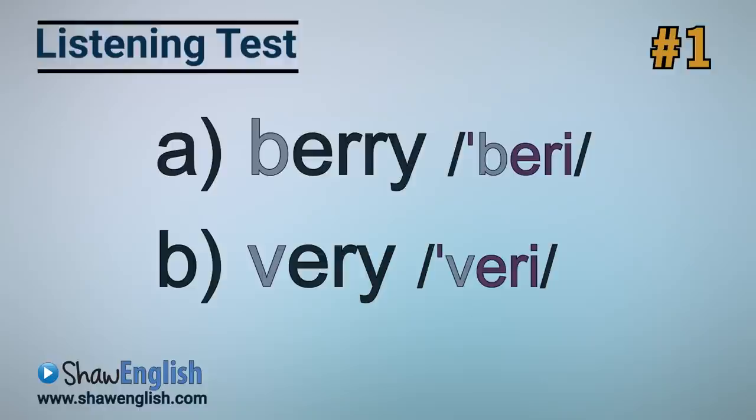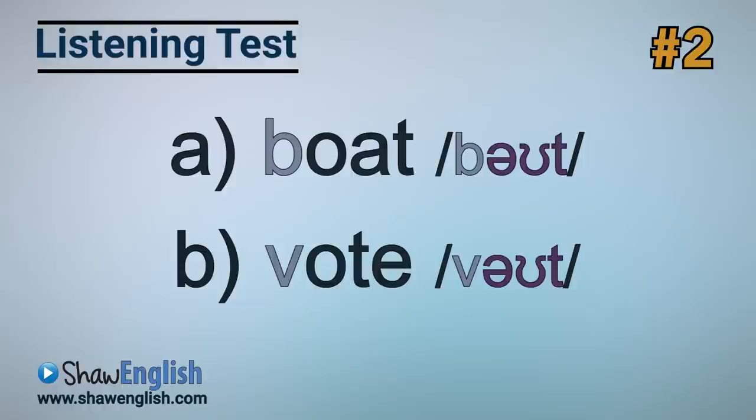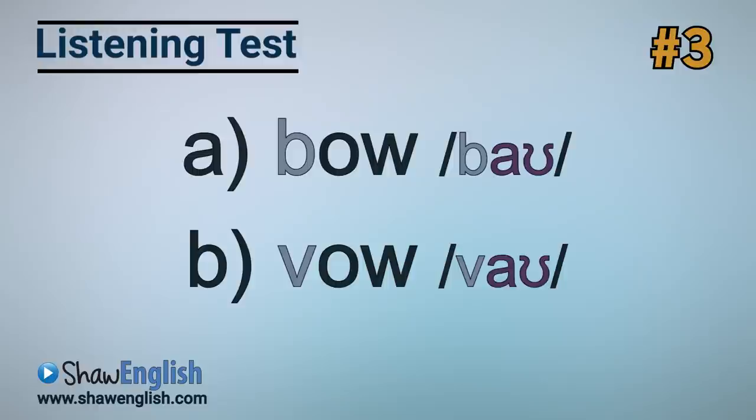Okay, guys, here are the first two words. Now, berry. Which one do I say? A or B? Listen again. Berry. A. Of course, guys. B would be very. Here are the other two words. Which one do I say? Vote. Vote. A or B? B, of course. Vote. A is boat. Here are the other two words. Which one am I saying? Vow. It's B. Vow. A is bow.